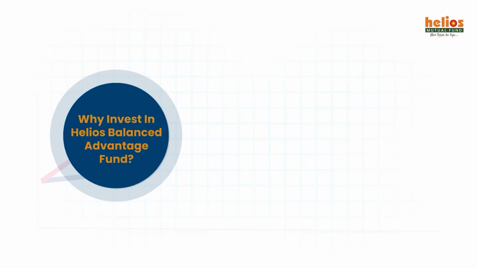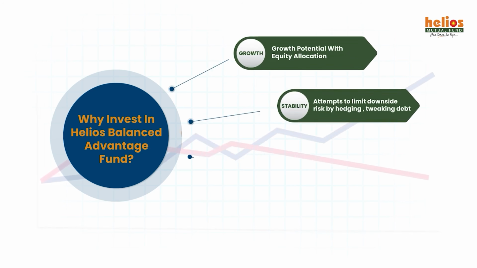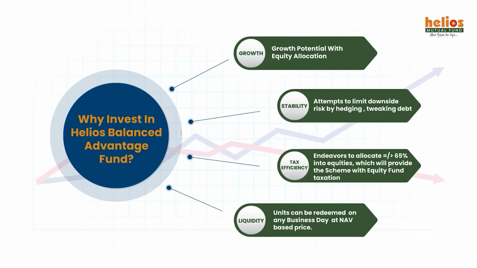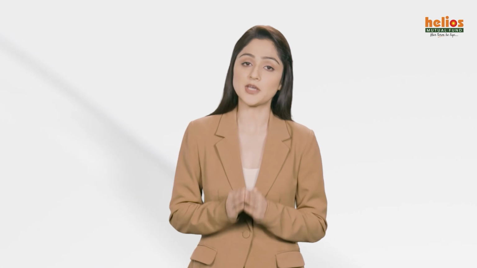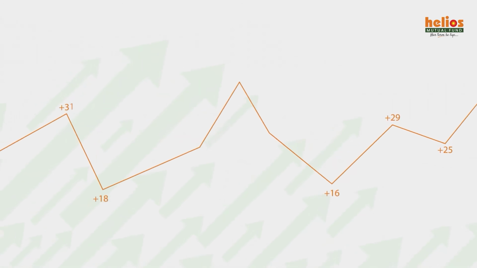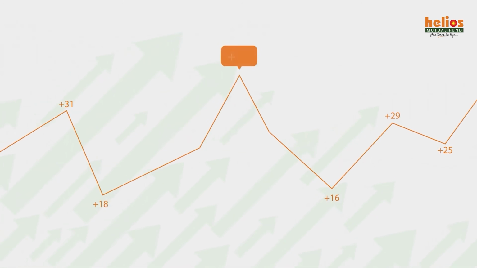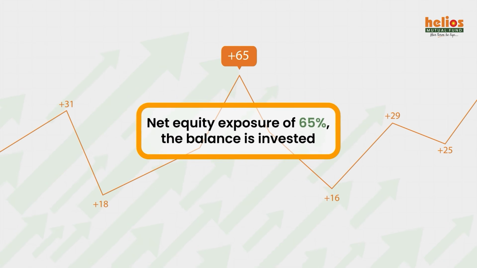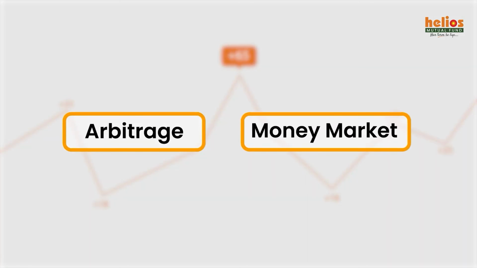Helios Balanced Advantage Fund aims to provide you with long-term growth, stability, tax efficiency, and liquidity. The fund doesn't take any duration risk, as the endeavor is to participate in the equity markets strategically and generate returns from equity and equity arbitrage. For example, if the fund endeavors to go for a net equity exposure of 65%, the balance is invested in arbitrage and money market instruments.